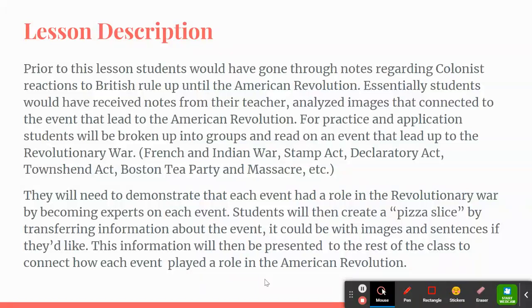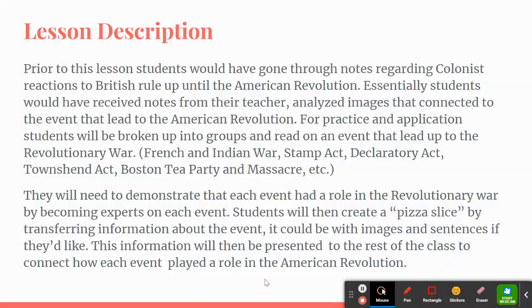and connecting it to the actual event. So for practice and application, students will be broken up into groups and read on an event that led up to the Revolutionary War. Kind of like a jigsaw, each student will have a specific event, whether it's the French and Indian War, the Stamp Act, Declaratory Act, Townshend Act, Boston Tea Party and Massacre, whatever it is. Students will get a reading based on group levels that will be differentiated, based on their proficiency. And the readings would be differentiated as well, depending on student levels.